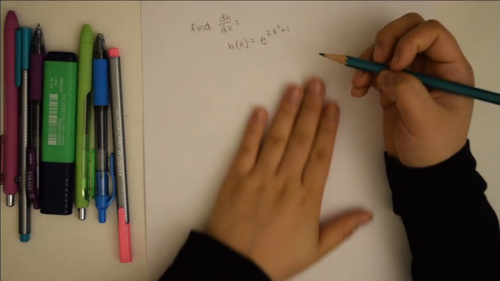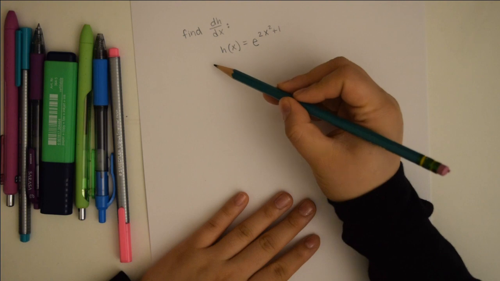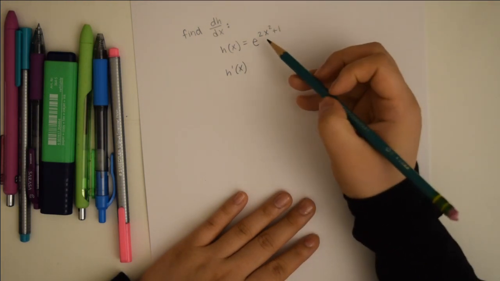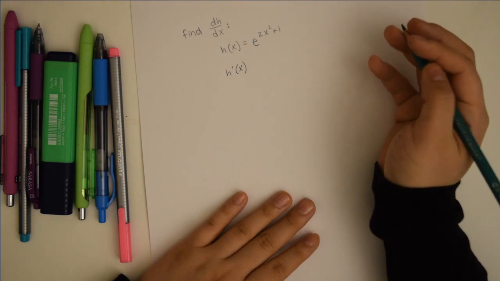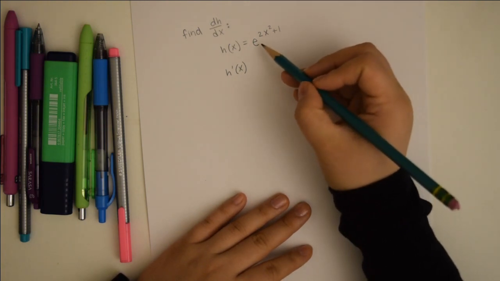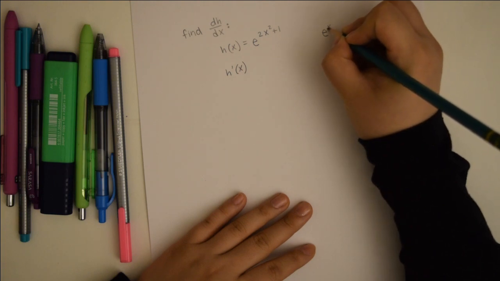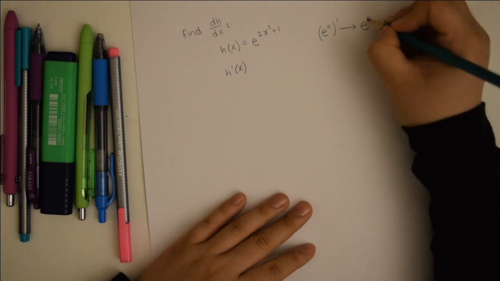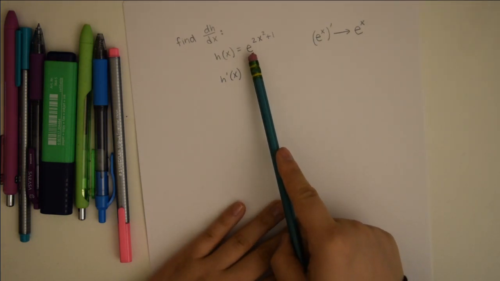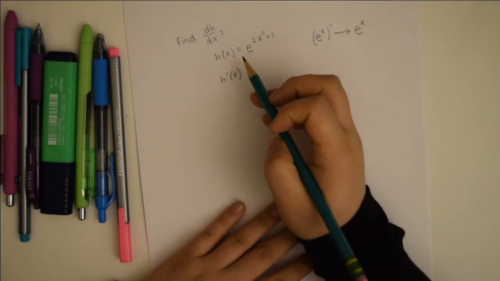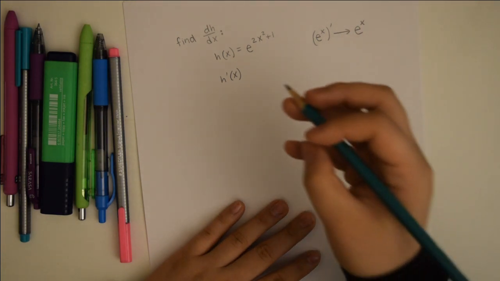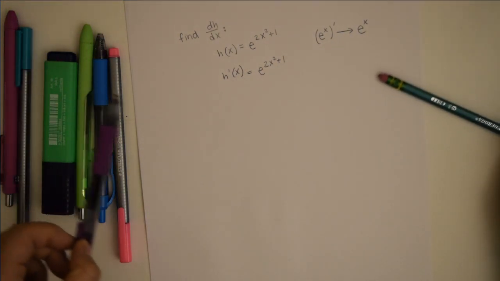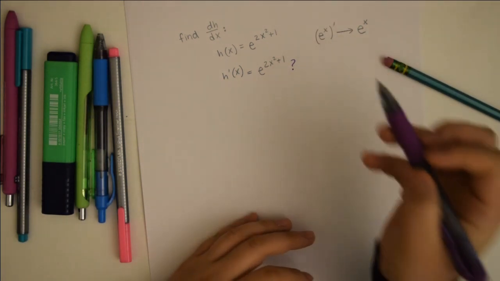So, this problem, first of all, dh/dx can be written as h prime of x, right? So if I were to ask you to take the derivative of this, what would you think the answer is? Well, you might go, okay, I know. The derivative of e to the x is e to the x. You may or may not remember that, but you should if you don't. And so you might go, okay, the derivative of e to the x is e to the x. So the derivative of e to the 2x squared plus 1 should be e to the 2x squared plus 1? Is it just that? Is it as easy as that?